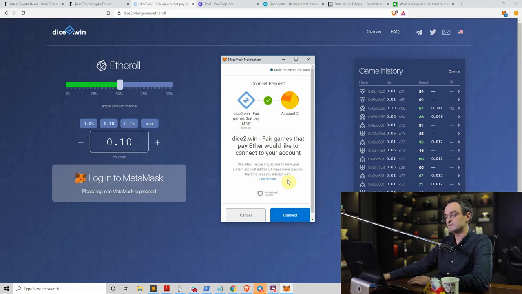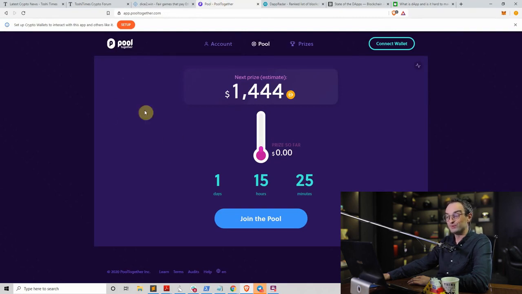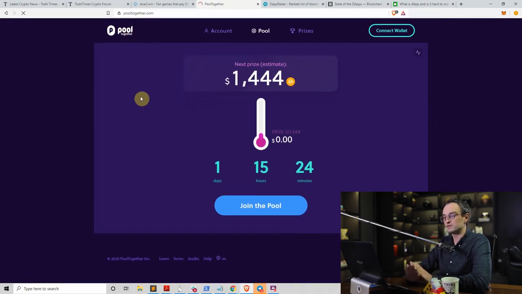So let me grant access, basically saying to the web UI that I allow this smart contract to interact with my address. All right, so now I can interact with this casino game and I can start placing bets, which I will do in a minute. Another cool example of a dApp is Pool Together, which is also a DeFi, decentralized financial product. Pool Together is a very interesting game, which is basically a non-loss lottery.